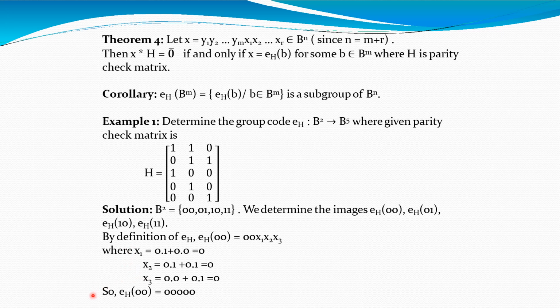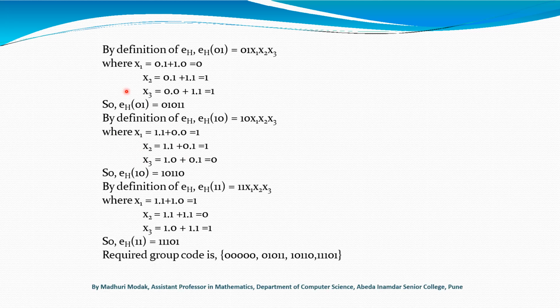So finally EH of 0, 0 is equal to 0 five times. In a similar way, while finding EH of 0, 1, that is equal to 0, 1, x1, x2, x3. Again we find x1, x2, x3 in the same way. So x1 will be 0, 1 multiplied by the first column, then x2 will be 0, 1 multiplied by the second column, x3 will be 0, 1 multiplied by the third column, like that. So in this way we have to calculate all the elements. So finally we get all the code words.